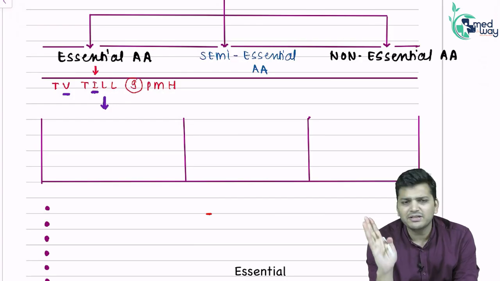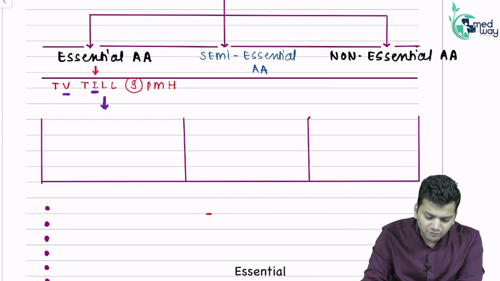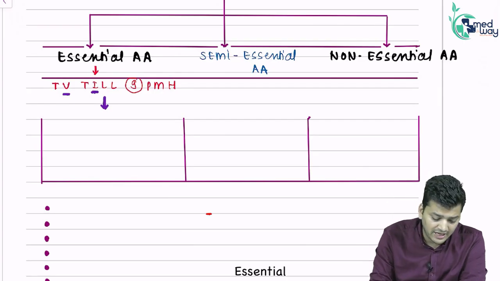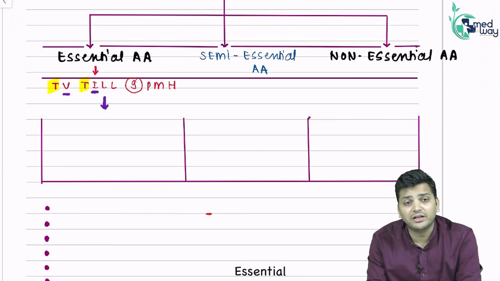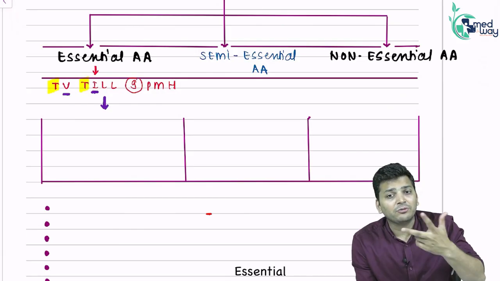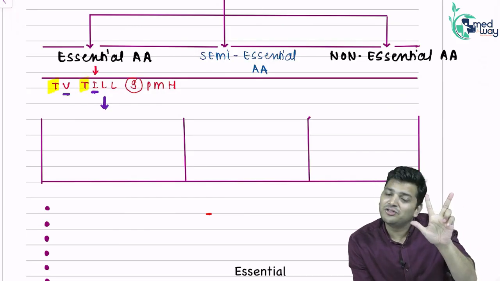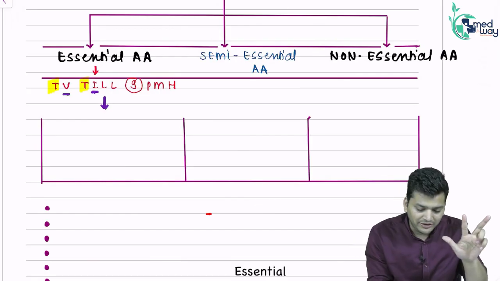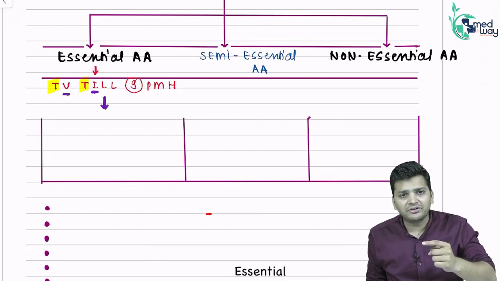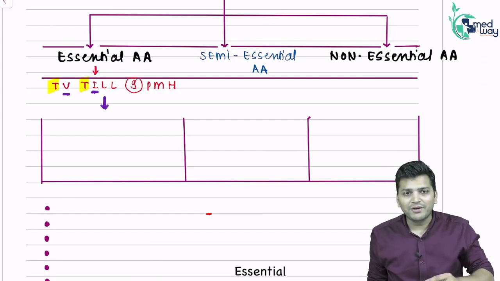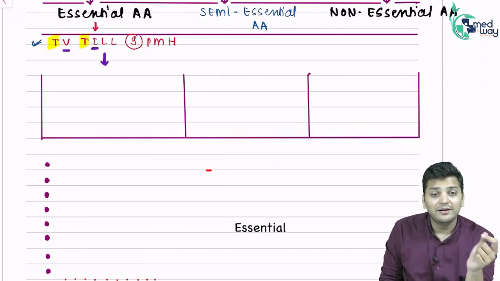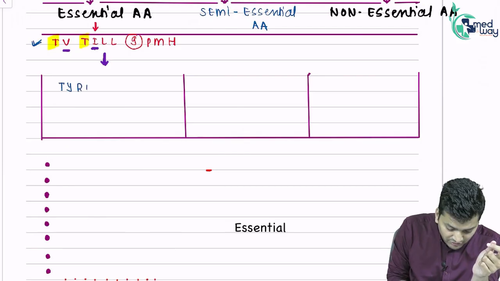But there is a problem with this mnemonic. There are many amino acids which start with the letter T. Can you tell me some of them? Yes: tryptophan, threonine, tyrosine. There are three amino acids starting with T, but only two T's in this mnemonic. So one amino acid starting with T is not essential. It is very important to remember that if you are using this mnemonic, tyrosine is non-essential.